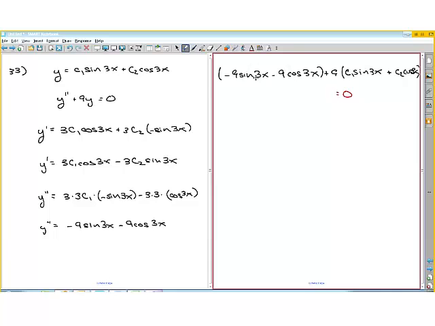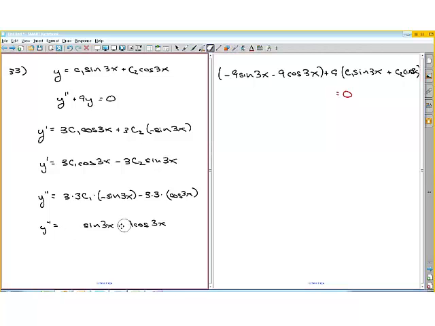So what you can see is we have negative 9 sine of 3x plus 9 sine of, pardon me, I forgot the C1 part here. Sorry. So let's go back and fix that. Negative 9 C1, negative 9 C2.